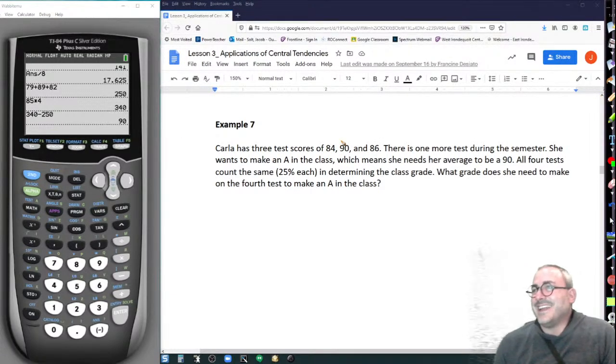All right, Carla has 3 test scores of 84, 90, and 86. There's one more test during the summer. Oh no, another one of these one more tests. That means we got to add a variable. She wants to make an A in the class, which means she needs her average to be 90 or above. All 4 tests count the same, 25% each, in determining the class grade. What grade does she need to make on the 4th test?